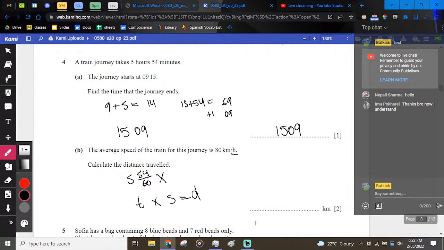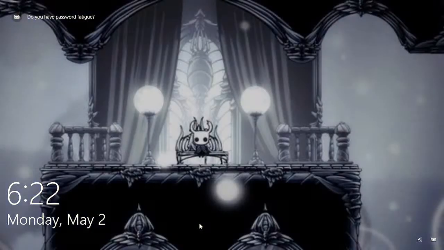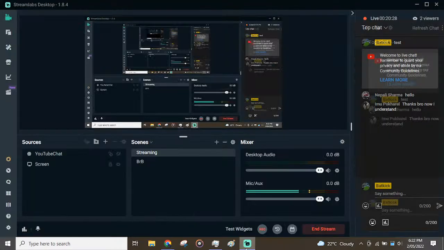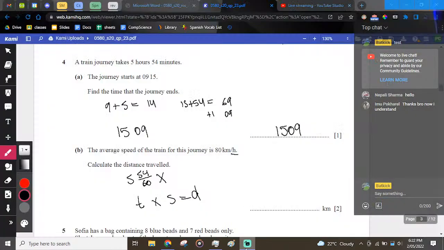My computer decides to sleep. Something is wrong with this. Okay. Let's hope it doesn't go to sleep by itself again. We check the stream's still running. Thank goodness it still is.